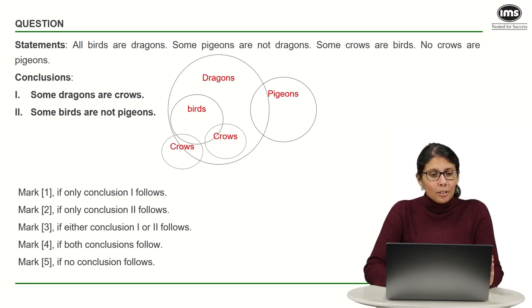If you take a look at the options, we can see that both the conclusions will be true and both can be true at the same time. We are fairly certain. So our answer is going to be 4.